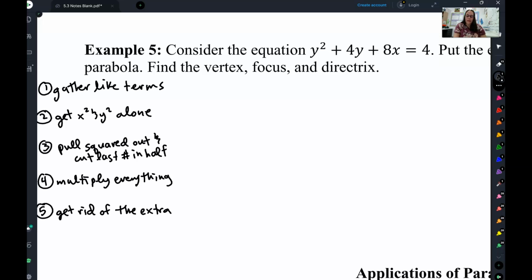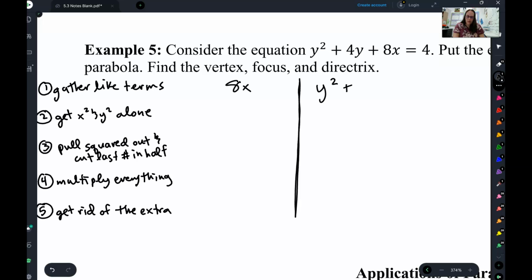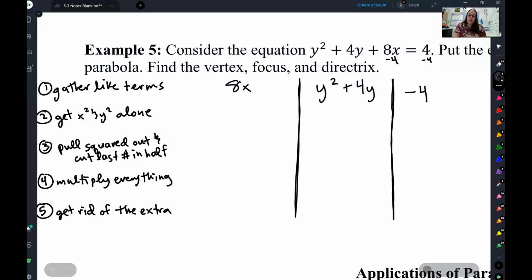So step 1, I gather my like terms. So I'm going to gather my x's together. I just have an 8x. Gather my y's together, y squared plus 4y. And remember, you want to bring everything to one side, so I'm going to bring this 4 over to the other side, get it to equal 0, so then I have a negative 4 over here, which doesn't have any x's or y's. So step 1, gather my like terms, check.